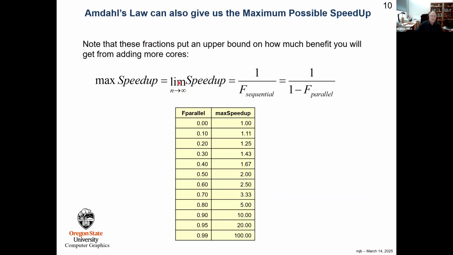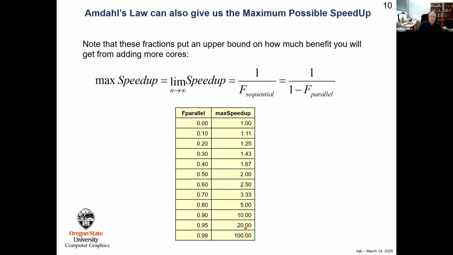So if we say, what's the limit of Amdahl's law as the number of cores goes to infinity? Well, the F parallel goes away, and we're left with just F sequential in the denominator, which is 1 minus F parallel, or 1 over 1 minus F parallel. And so if, let's say we're doing this at 0.9, the maximum speed up is 1 over 0.1, which is 10. So even if you threw 1,000,000 cores at it, you would never go any faster than 10x.